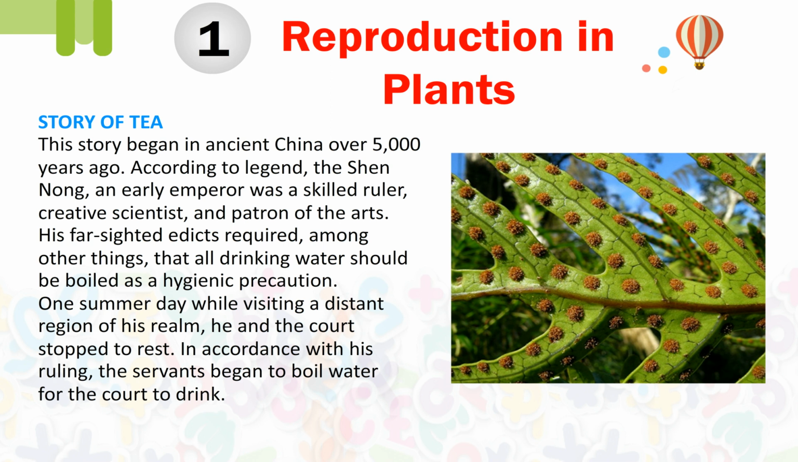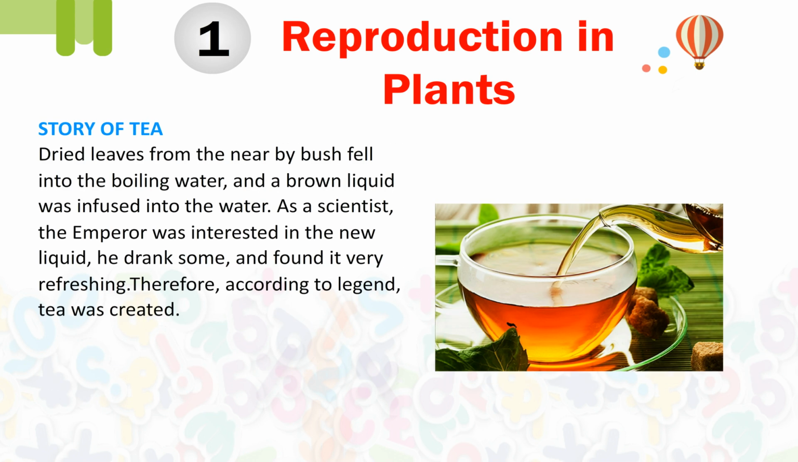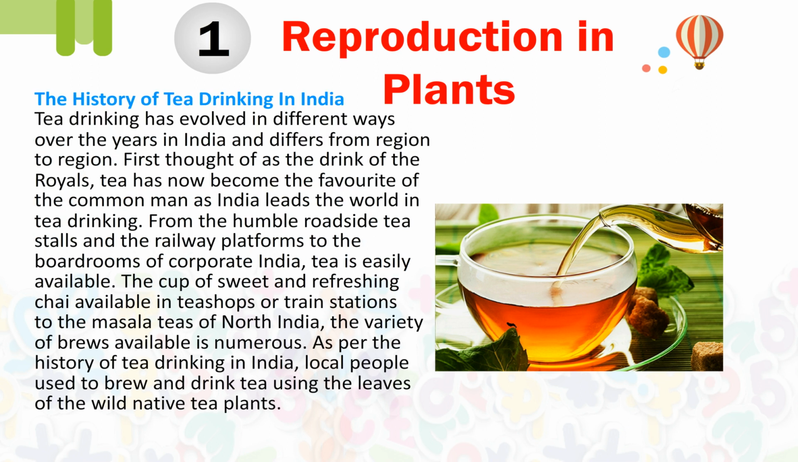One summer day, while visiting a distant region of his realm, he and the court stopped to rest. In accordance with his ruling, the servant began to boil water for the court to drink. Dried leaves from the nearby bush fell into the boiling water, and a brown liquid was infused into the water. As a scientist, the emperor was interested in the new liquid. He drank some and found it very refreshing. Therefore, according to legend, tea was created.